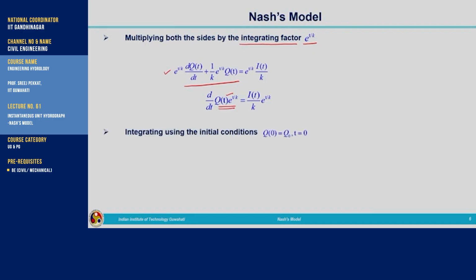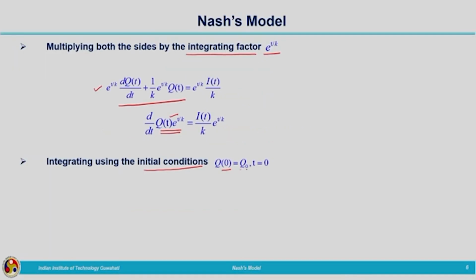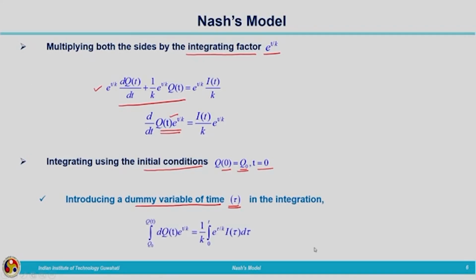Now, for finding the solution, we will integrate this equation. When integrating, we need to substitute the limits. For that we are going to make use of the initial condition: Q at time t equal to 0 is equal to Q naught. So, we can integrate the above equation. Before integrating, we are going to introduce a dummy variable of time. Only for the time variable, we are substituting a dummy variable tau in the integration equation.